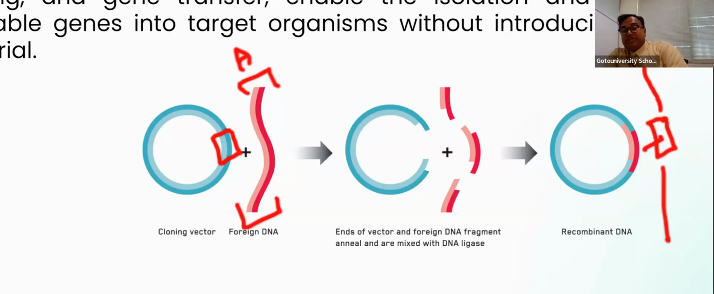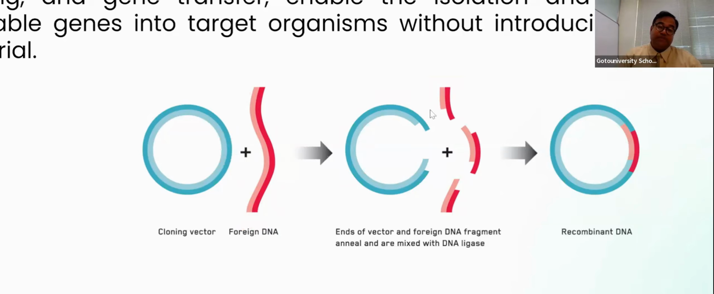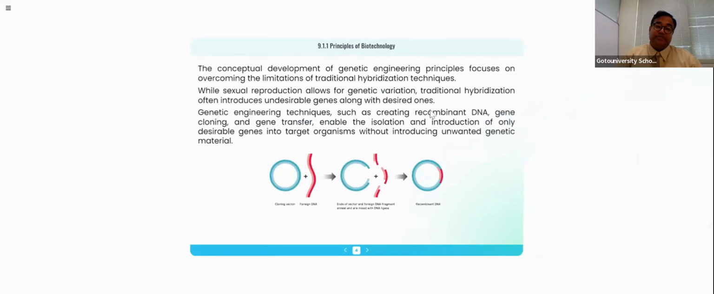And to the bacterial plasmid DNA, who introduced the foreign gene? The scientist introduced it. By using what? By using the DNA ligase enzyme. So what we need to understand basically is that by using the DNA ligase enzyme and the restriction enzyme, we introduce a foreign gene into the plasmid, and this plasmid is used for introducing the foreign gene into the host DNA, right? So this is the way we need to remember.